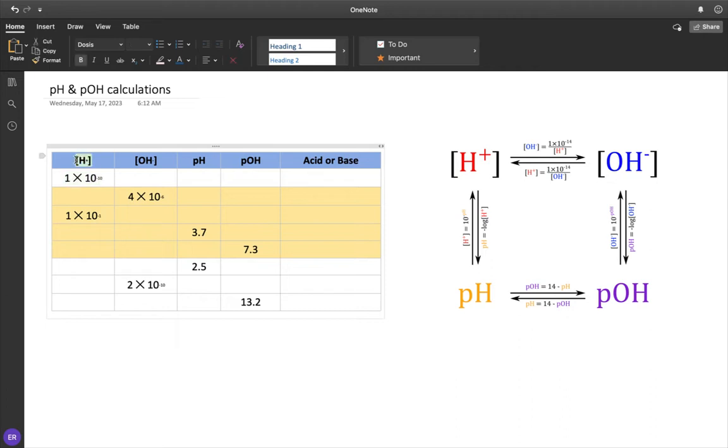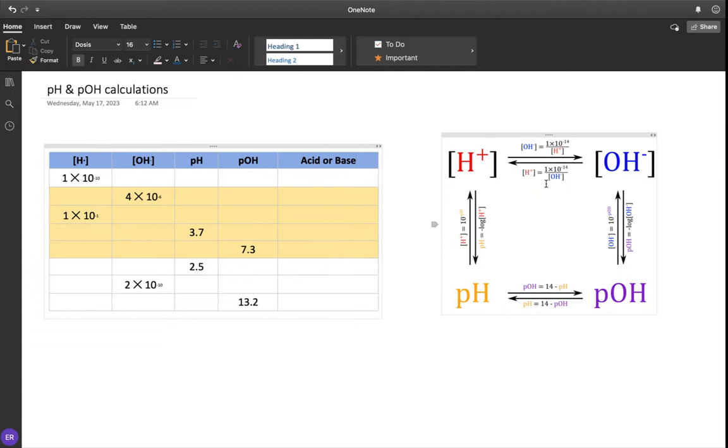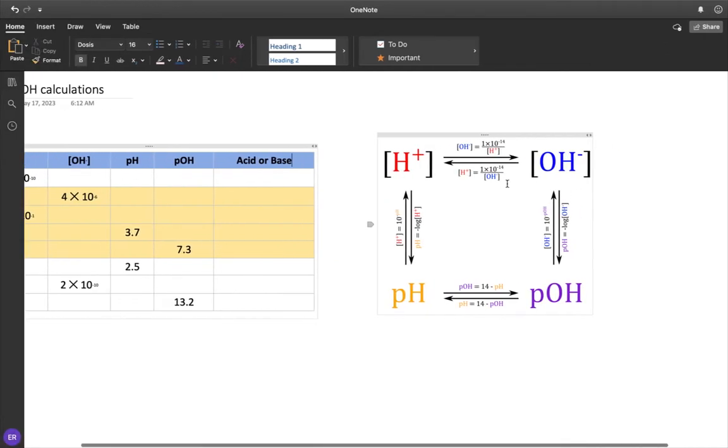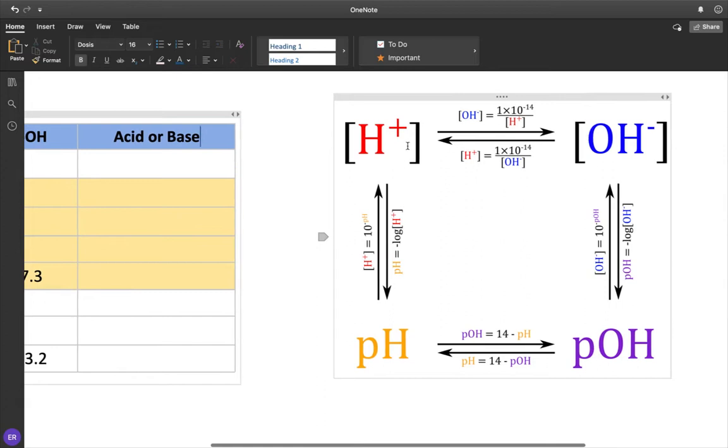So we have the concentration of H plus. We're looking for the concentration of OH minus, the pH, and the pOH, and determining whether this is an acid or base. So if we take a look at this image over here, it tells us how to get to each place. So if we have the concentration of H plus right here, then we can go to OH minus by using, if you look at the equation with the arrow, this formula right here.